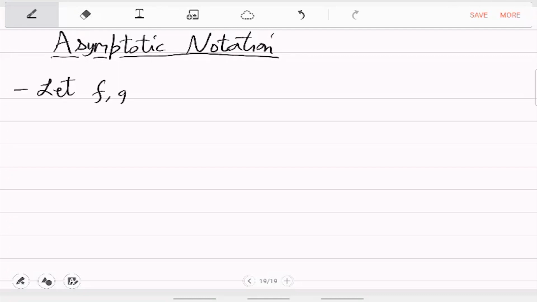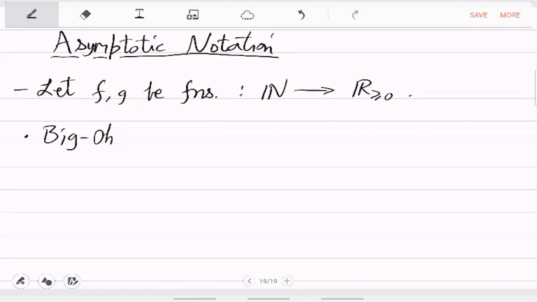So let f, g be functions. I'll shorten function to fn. Okay, so f, g be functions from natural numbers to positive reals or non-negative reals. So big O notation is like this. Okay, writing f equal to big O of g. What does this mean? Roughly this means that f is less than or equal to g, but up to constant multiple.